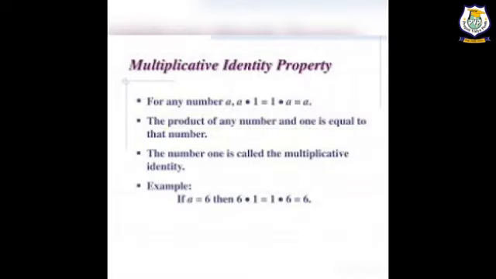Multiplicative identity property. For any number a, a into 1 is equal to 1 into a is equal to a. The product of any number and 1 is equal to that number. The number 1 is called the multiplicative identity. Example, if a is equal to 6, then 6 into 1 is equal to 1 into 6, which is equal to 6. It means if we have any integer a which is multiplied by 1, the product is the same integer a.